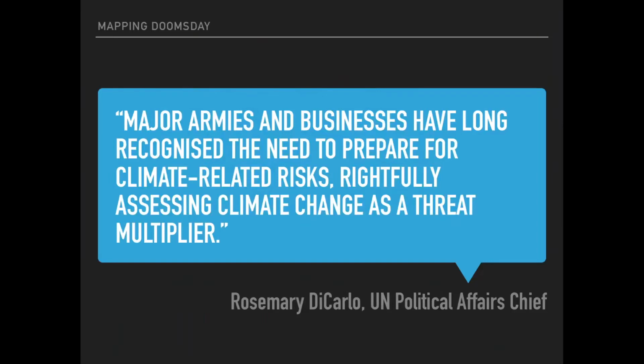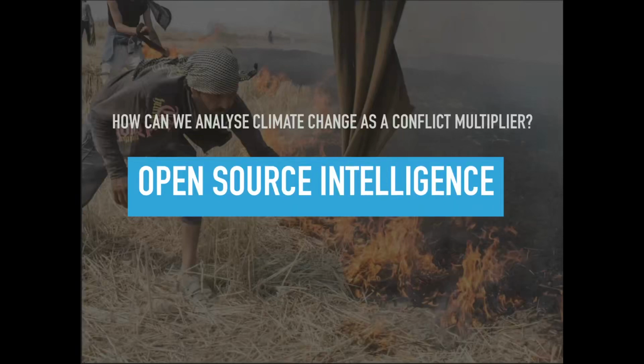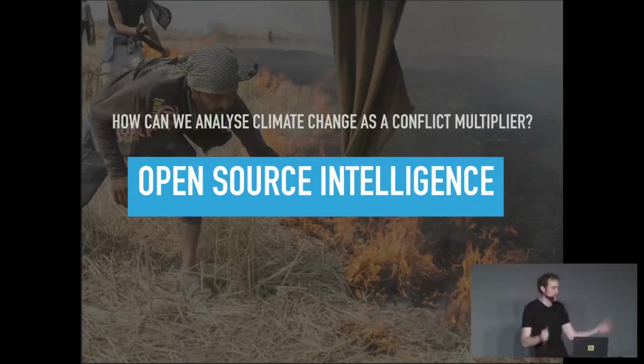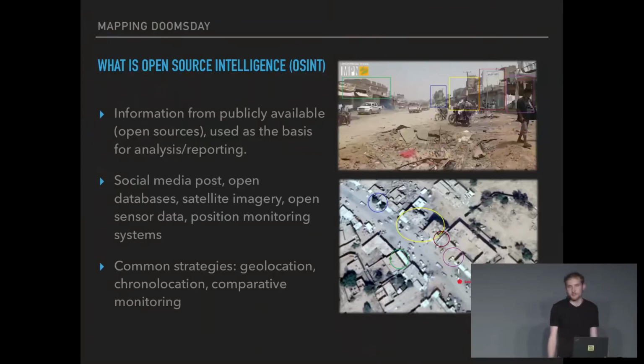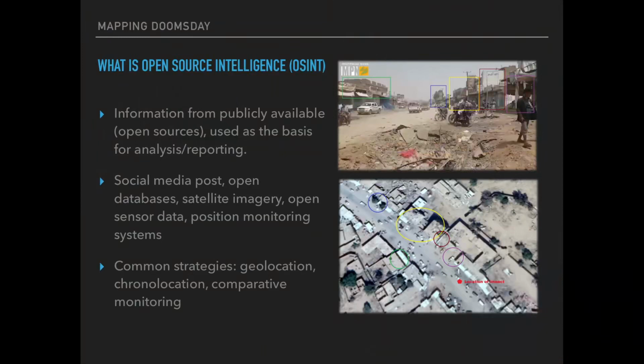Now, here you've got a quote from Rosemary DiCarlo, who's the UN Political Affairs Chief. She noted that major armies and businesses have long recognized the need to prepare for climate-related risks, rightfully assessing climate change as a threat multiplier. But how can we analyze climate change as a conflict multiplier, as we discussed earlier? One way is open source intelligence. What is open source intelligence? Also known colloquially as OSINT or OSINT, depending on how you pronounce it. It is information and investigations based on information that's taken from publicly available sources, also known as open sources. Now, what kind of things are we talking about here?